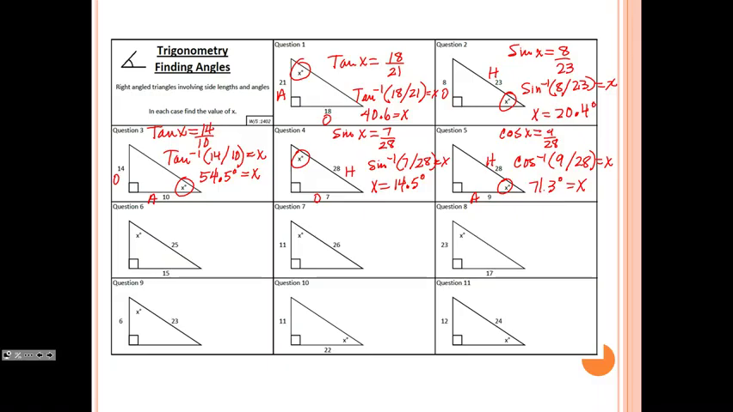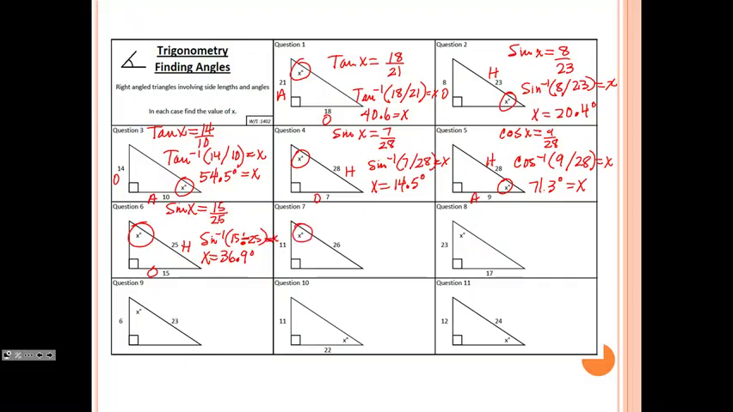Okay, all right, here we go. We're going to have opposite, hypotenuse, that is sine. So sine x equals 15 over 25. So we're going to get sine negative 1 is 15 divided by 25. You just use your regular divide key. Take your time doing that. 15 divided by 25. I'm working it right along with you here. 36.9. And put the equals x there.